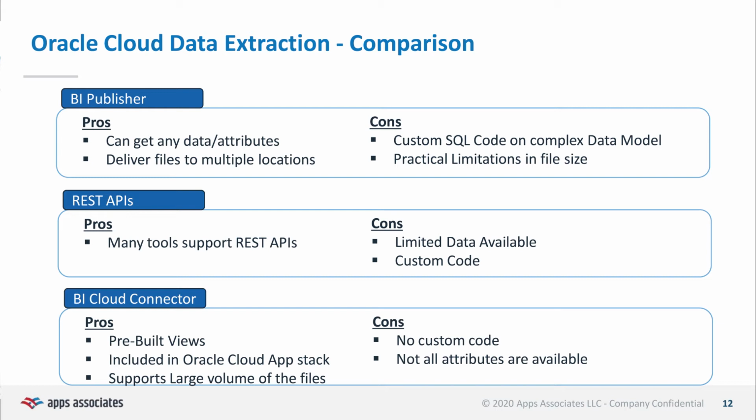The third option is the BI Cloud Connector. Again, it's provided by Oracle. It comes with a set of pre-built views, also called PVOs, included within the Oracle Cloud App Stack. It supports large volumes of data. The only disadvantage is that you don't have the option to modify or extend these PVOs. You can use them as is, or you can just use the objects or attributes you need within the PVOs, but you cannot extend those attributes.